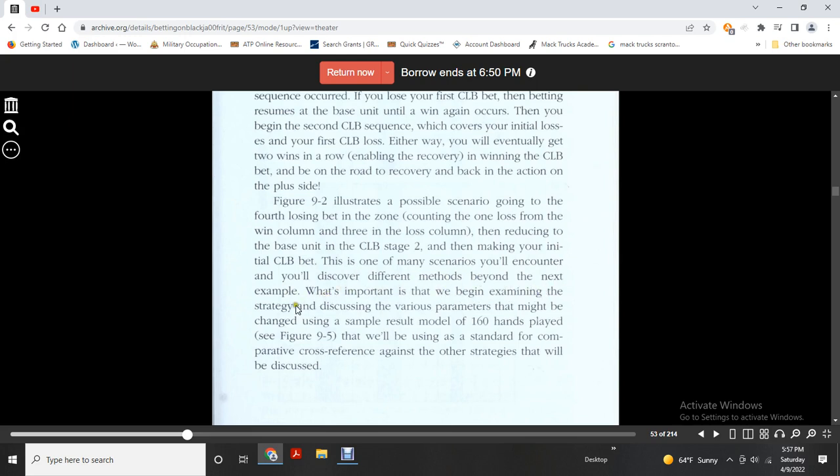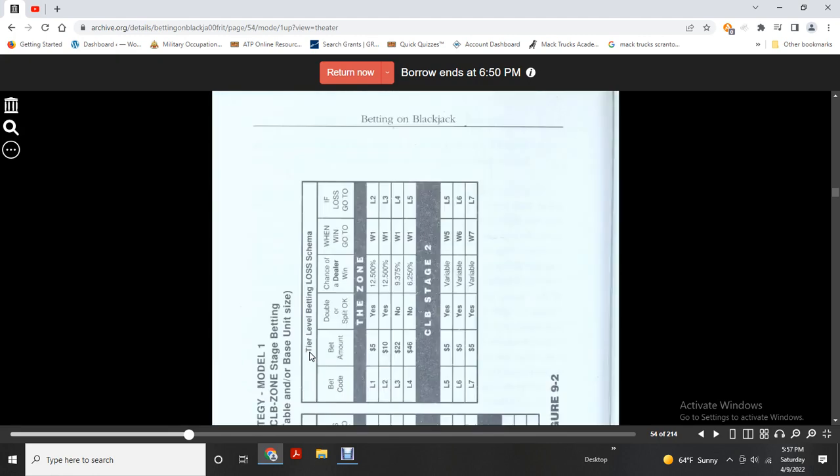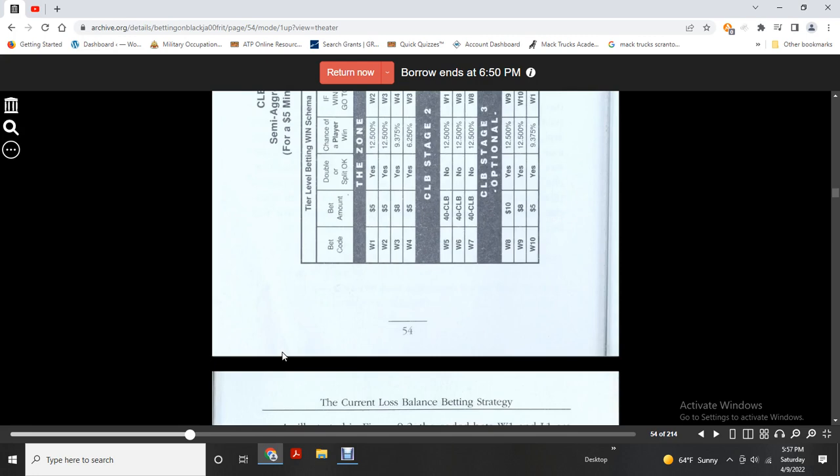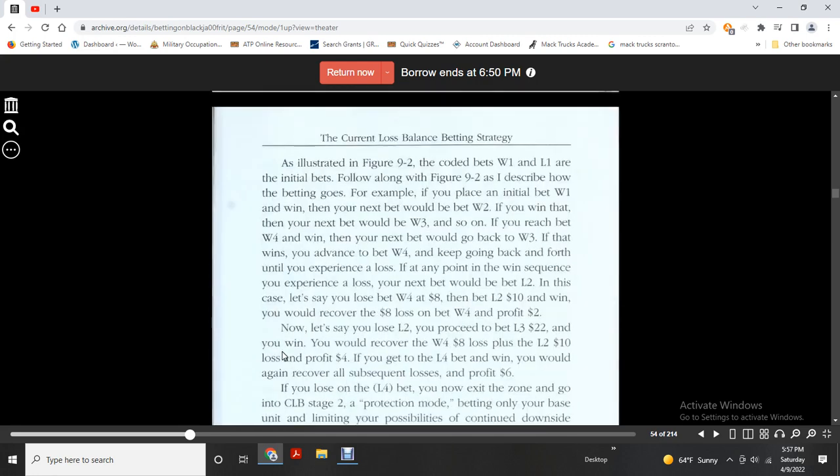It is important to examine the strategy and discover the various parameters that might be changed within the sample. The result of the model is 160 hands played. See figure 9.5, which will be used as the standard for comparative cross-reference against the other strategies that will be discussed. Alright, this shows the clearance losing bet strategy model, which I'm going to put in a book another day.